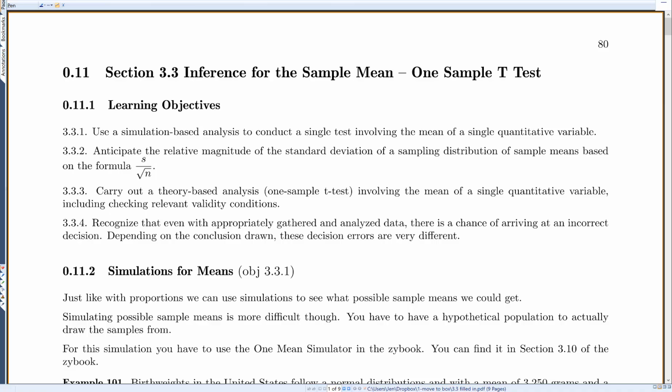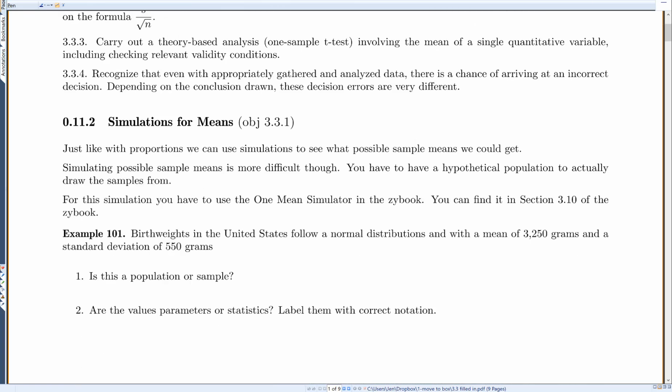This is section 3.3, inference for the sample mean. We're going to learn how to do a one sample t-test. Just like with proportions, we learned how to do tests of significance to see if our population proportion was a certain number. Now we can do the exact same thing, but for sample means. The theory behind it is very similar, but we're going to learn new applets and new formulas. So look at the learning objectives.